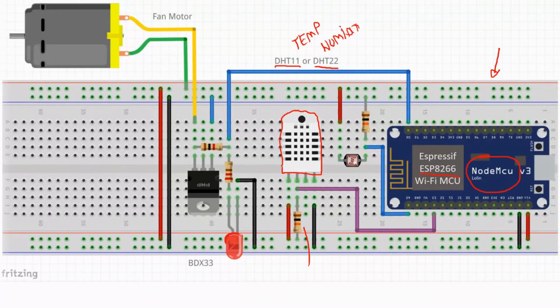Then we have the motor, the fan motor. In this case, because this is a 6 volts motor, all we need to control it is a transistor, so BDX33. And then as you can see here, another 1 kilo ohm resistor. And we also have an LED here just to show when there's a command to turn the motor on. So you'll see this device working in practice in a couple of minutes.